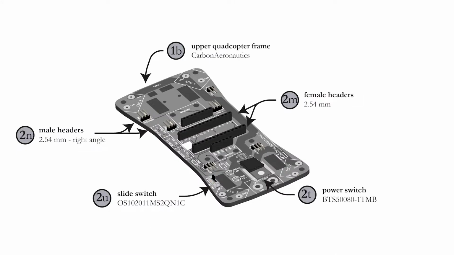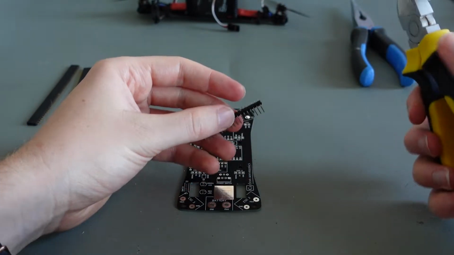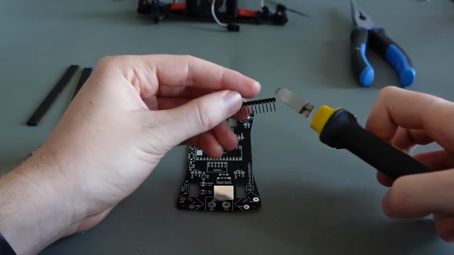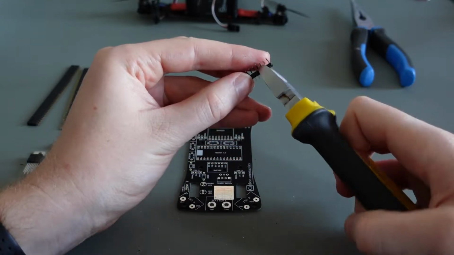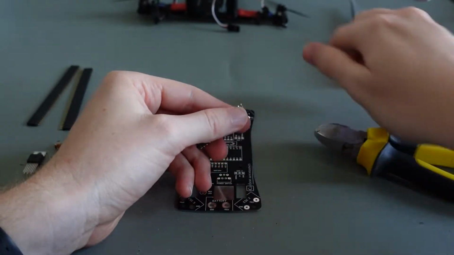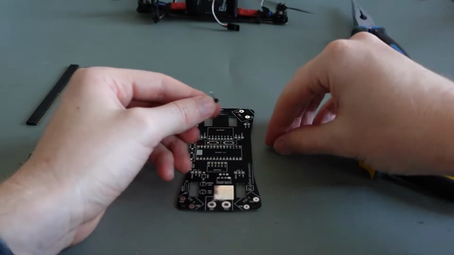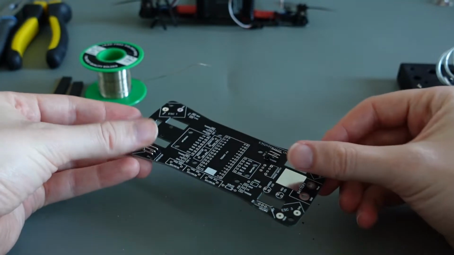In the first stage, you will need female and male headers, the slide switch and the power switch. When you want to make the soldering process as easy as possible, start by installing the male headers. These right-angled headers usually come in a row of 40, so cut out 5 parts with 3 headers and one with 2. Place the first 2 male headers on the upper quadcopter frame.